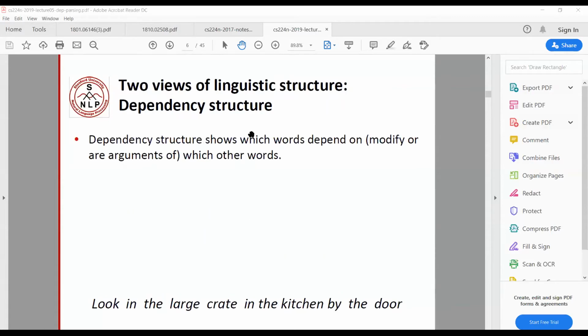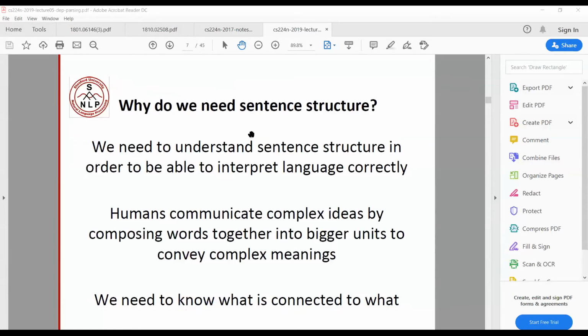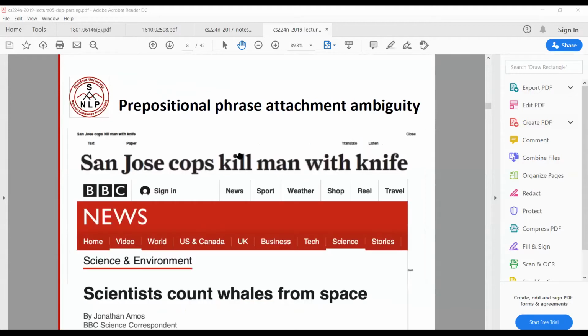Okay, so this is the dependency structure, and let's see what he's doing here. We were trying to put a sentence in a structure: what's connected to what? And then he goes through some funny examples.